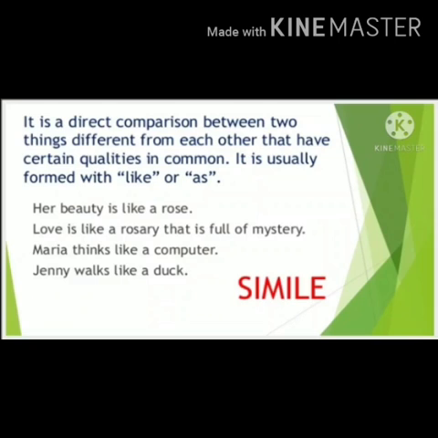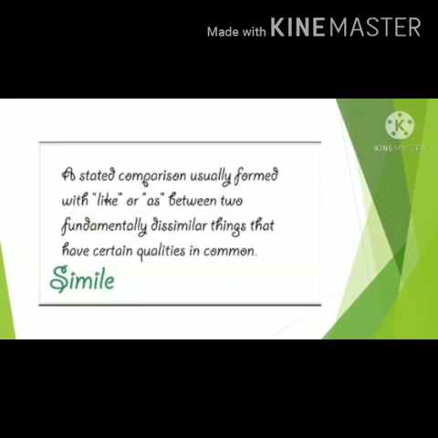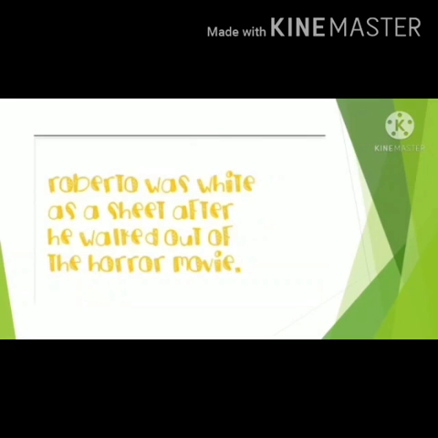Now, come to our next figure of speech, that is simile. So, simile is a figure of speech in which two things are directly compared. We use the word like or as to make the comparison. For example, as dark as the night, as cool as a cucumber, eat like a horse, fought like cats and dogs. All these are examples of simile.